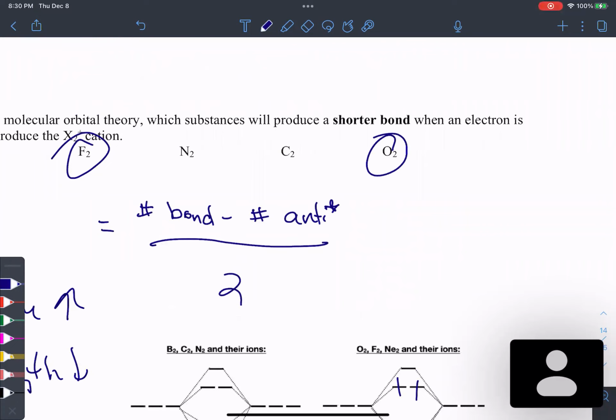And so same thing, we could ask this question. If you make an anion, add an electron, same idea: are you adding it to a bonding orbital to make it stronger or an anti-bonding orbital to make it weaker? Okay.